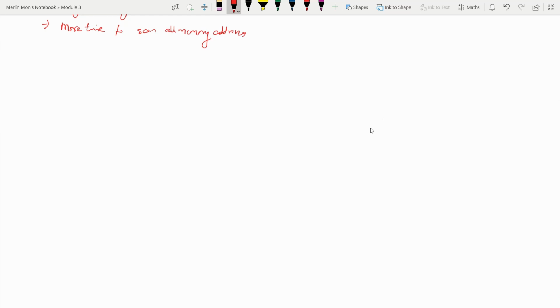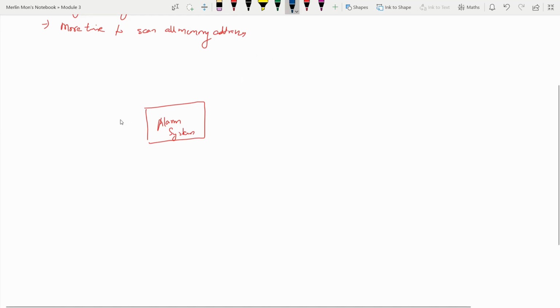So consider an alarm system. Assume that there are two inputs. I will change the color of the pen to indicate inputs. So both of these are the inputs. Let's name them x1 and x2. And let me take a different pen. This will be the output, z1 and z2. So there are two inputs and two outputs.